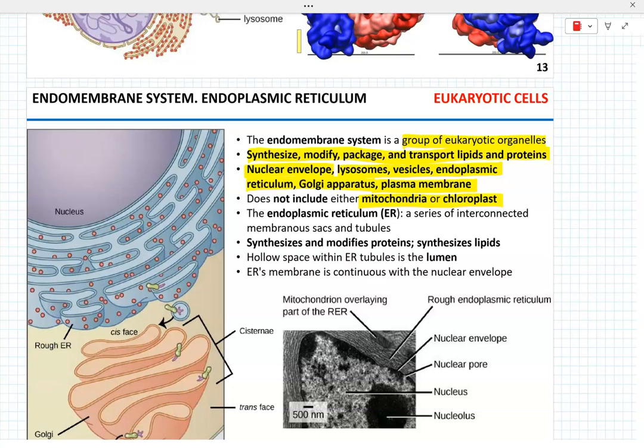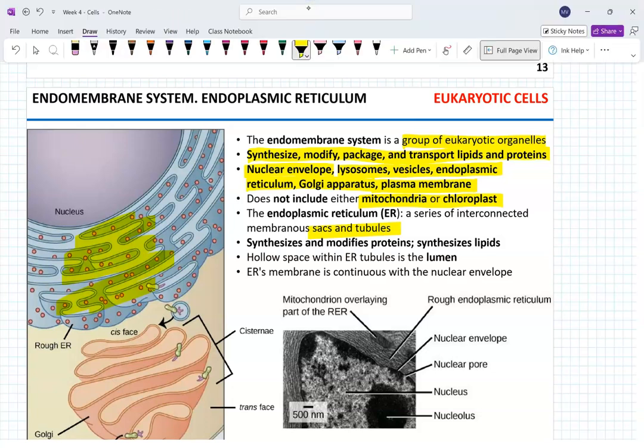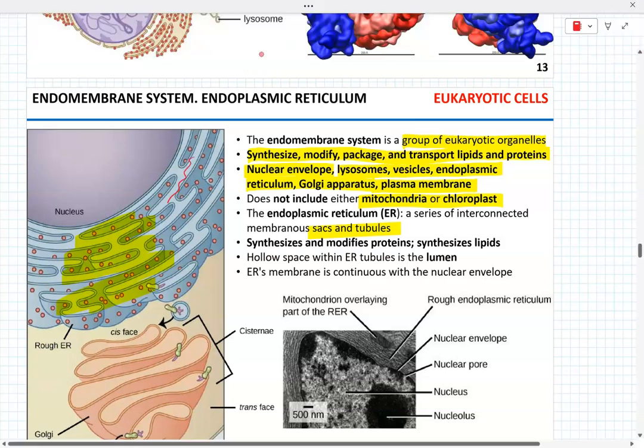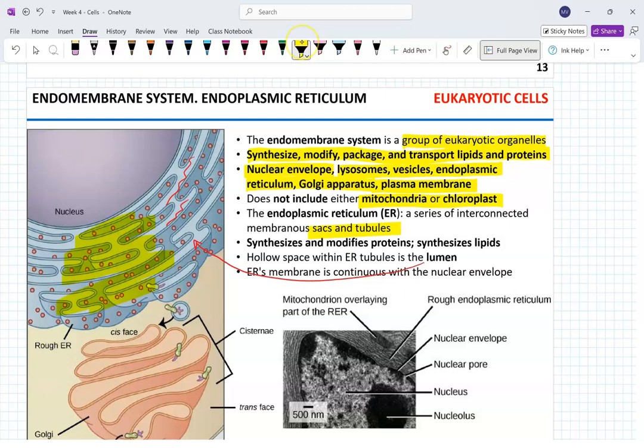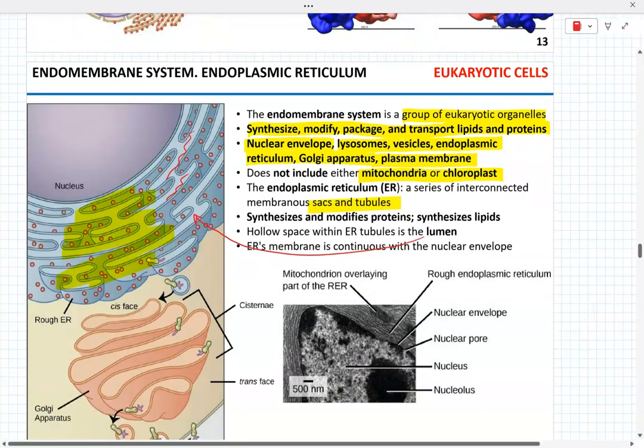The member of the endomembrane system that stands out is the endoplasmic reticulum, or ER. It's a series of interconnected sacs and tubules, whose function is to synthesize and modify proteins and synthesize lipids. Terminologically, the space within the tubules and sacs is called a lumen. And the membrane of endoplasmic reticulum is essentially continuous with the cell nuclear envelope, which means there are no gaps between the two.